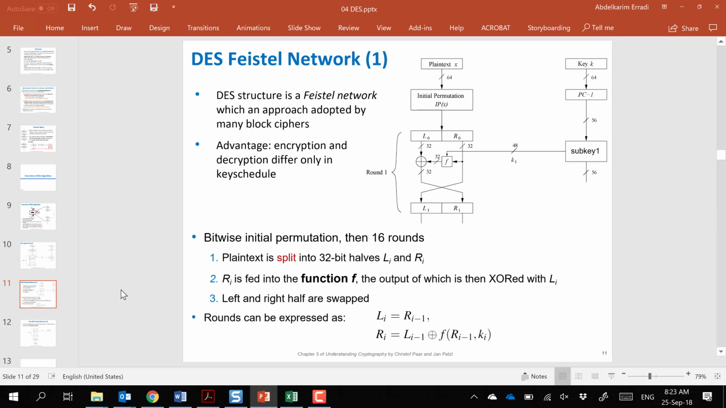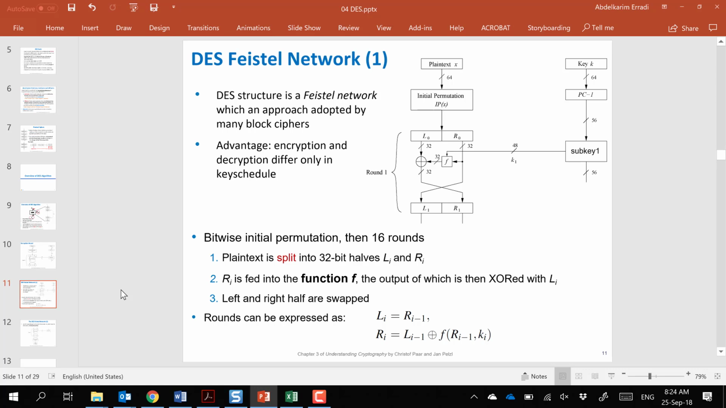Now, this is visually how it looks. Mathematically, this is how it looks. Have a look. The left output is basically the right input of the previous round. So Li equals Ri-1. What about Ri? It is the previous left, XORed with a function that takes as input the previous right and the subkey of the current round. So this is visually, but inside, everything is mathematically expressed.